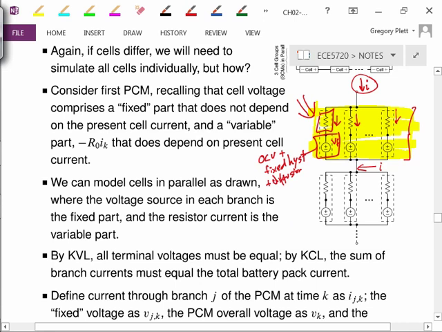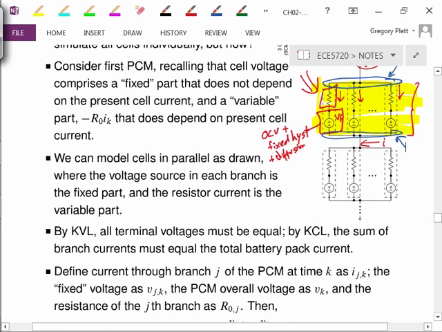So to do this analysis, we remember Kirchhoff's voltage law. Kirchhoff's voltage law says things in parallel have the same voltage. So everywhere on that bus has the same voltage. Everywhere on that bus has a different voltage, but the same as each other. By Kirchhoff's current law, the sum of the branch currents must equal the total battery pack current. So we define the current through branch j to be I_j,k. So this is I_2,k if this is branch 1, branch 2, and this is branch NP, because I've got NP things in parallel.